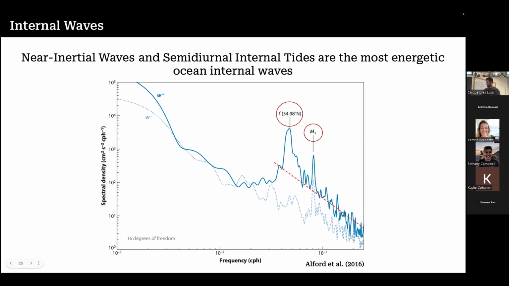And we can see that there are two main peaks here. The one near F, these waves are what we call the near inertial waves. And another peak at the M2, the semidiurnal tide. Those are the most energetic internal waves in the ocean. And something that's interesting too is that for the semidiurnal tide, we have a similar peak for both downgoing and upgoing waves. But for the near inertial waves, it's really a high peak for the downgoing waves, not much from the upgoing. That's because the near inertial waves are formed by wind, so they mostly come from the surface.